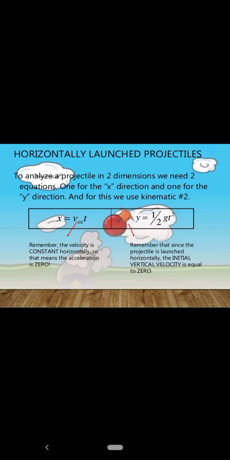To analyze a projectile in two dimensions, we need two equations, one for the x direction and one for the y direction, and for this we use kinematics. We can write x equals vt, or x equals vxt, because in the x direction the x component of velocity will be v0x. Remember, the velocity is constant horizontally, so the acceleration is 0. Clear? And we can write the other equation as y equals half gt squared. Remember that since the projectile is launched horizontally, the initial vertical velocity is equal to 0.